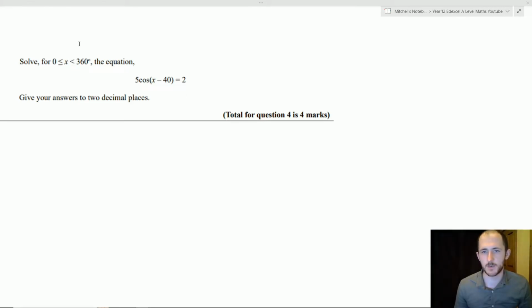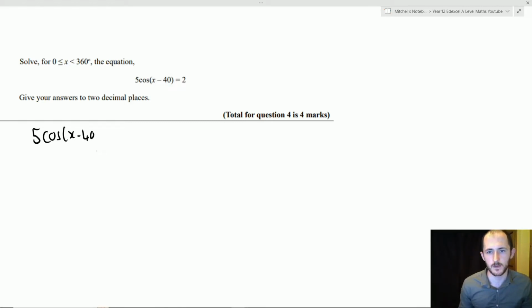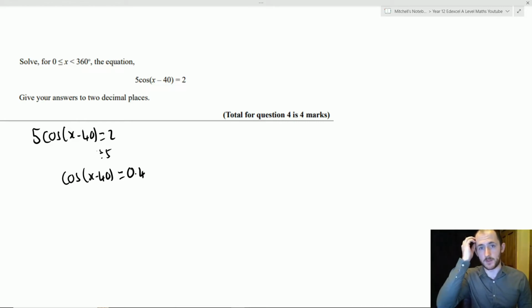So, in a situation like this where we have that, what do we do? Well, it's quite simple really. We can solve it just like a normal equation, right? So, generally speaking, I just want cos by itself. I'm going to divide both sides by 5. And that is what I'm going to solve.